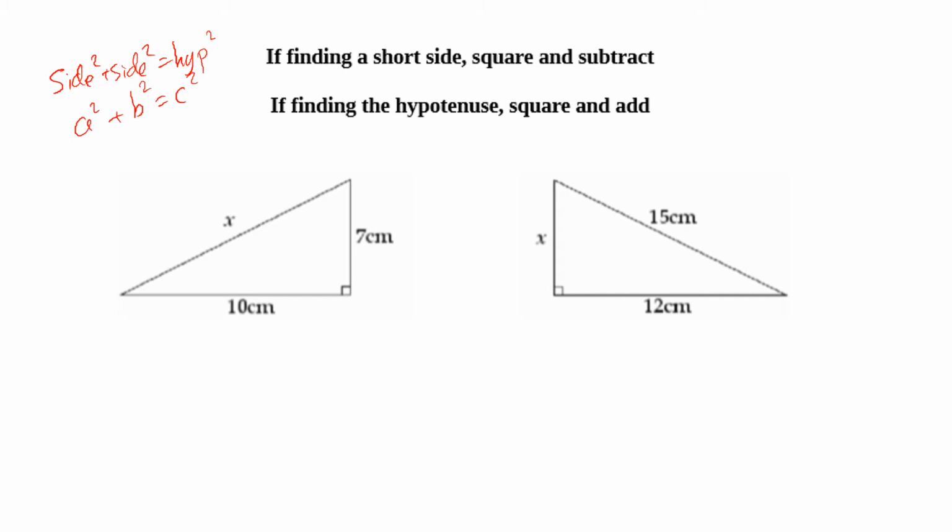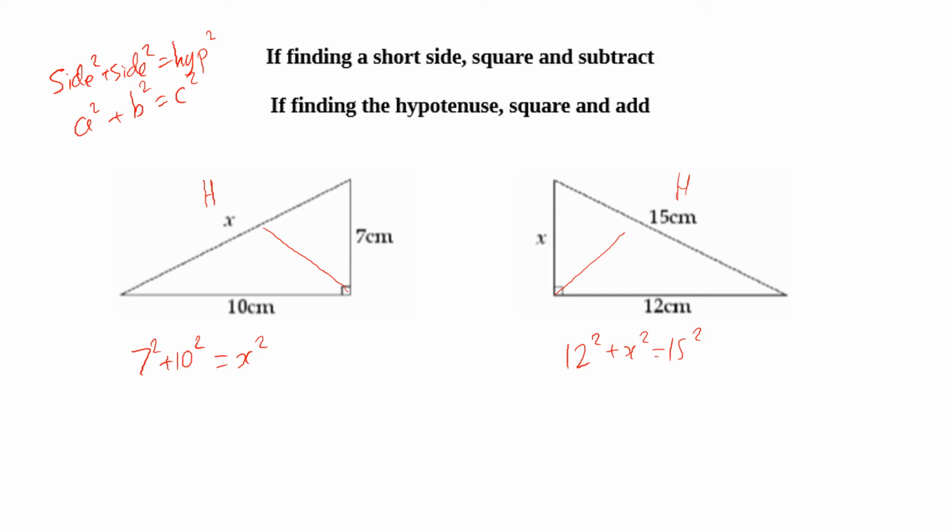Okay, so pause the video, and let's see what you got. So label our sides. The hypotenuse is always opposite the right angle. Then we need to write down a suitable equation. 7 squared plus 10 squared equals x squared, and in this one we've got 12 squared plus x squared equals 15 squared.